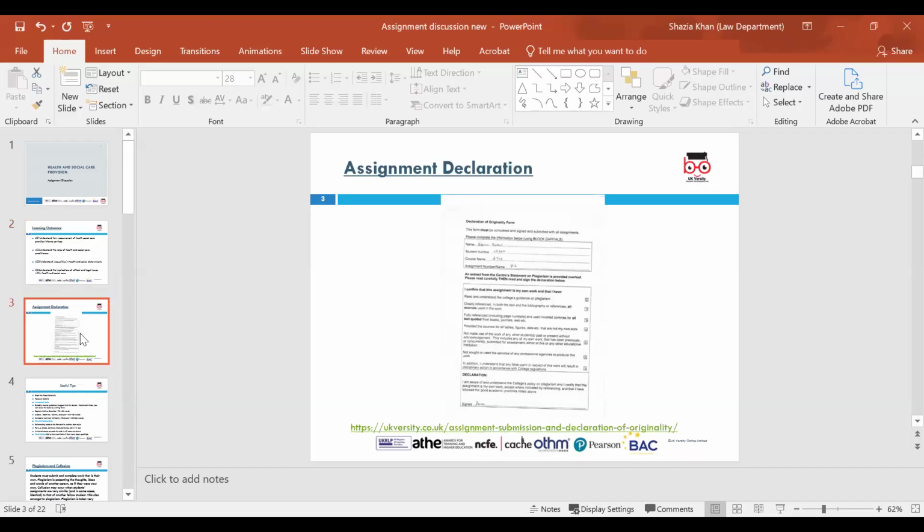Again, this is the declaration that I've just gone through with you. And there's a link there where it's available. So make sure that you read every part of it, you complete every part of it, and you submit it in accordance with that. Any questions, anyone?